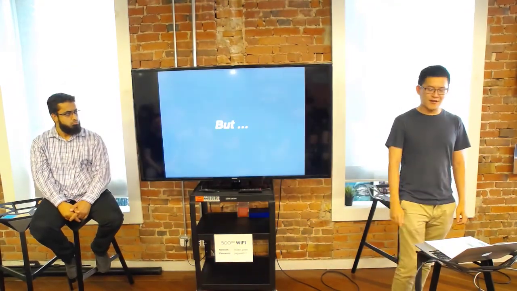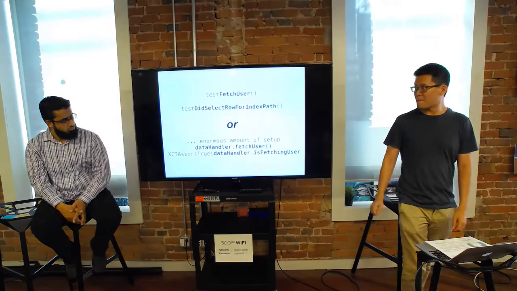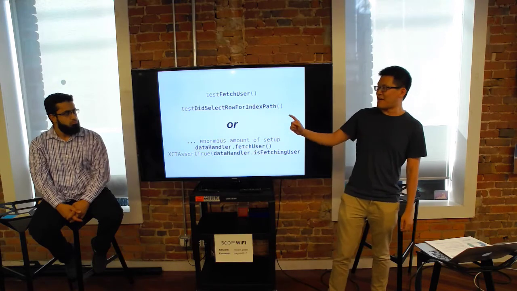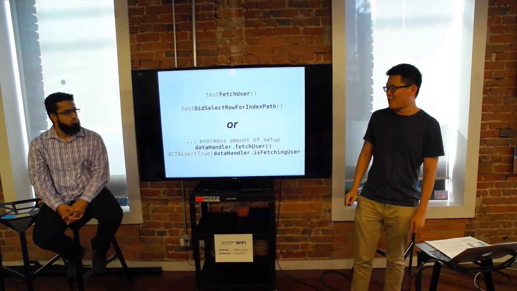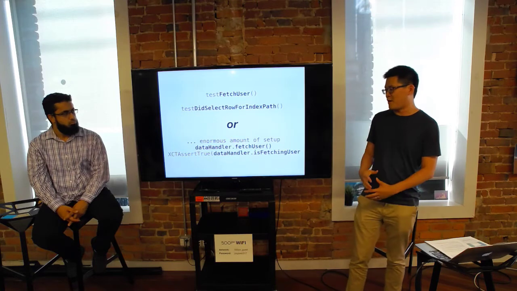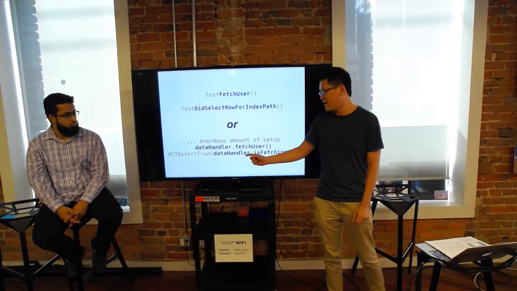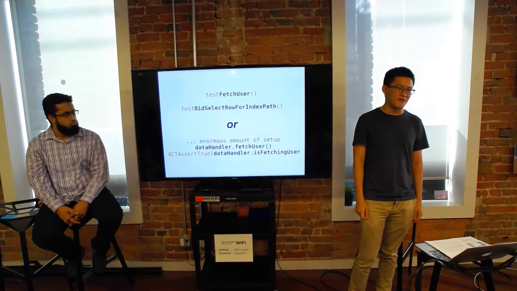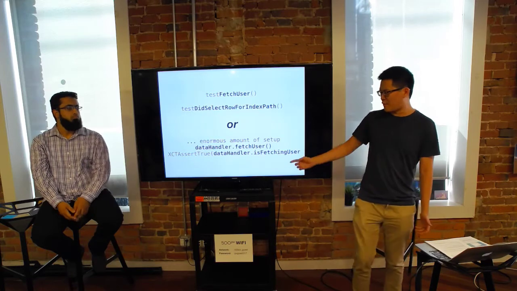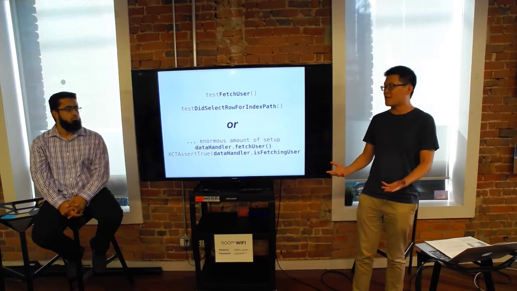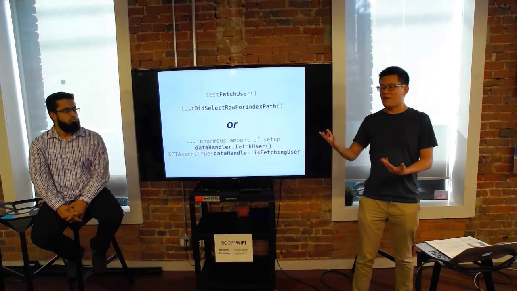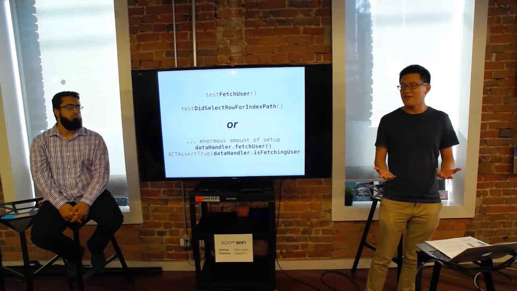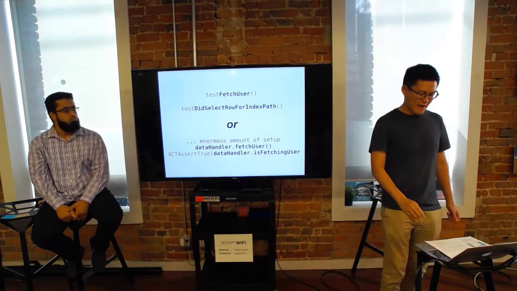But when writing tests, how many of us have seen tests like this? Like test fetch user, or test did select row for index path, with a lot of test setup, and then some sort of data handler fetch user, and right after we check that the data handler is fetching user, right? This one almost seems like a tautology. What am I actually testing? And these ones right here, what do those tests tell me about what the code is doing? It's literally just doing some sort of table view selection, whatever.